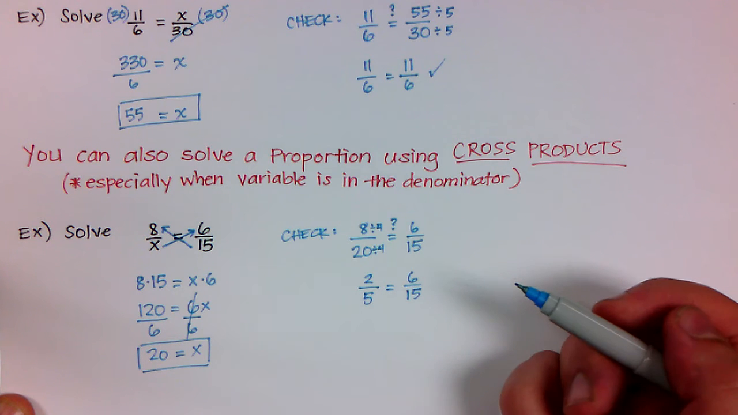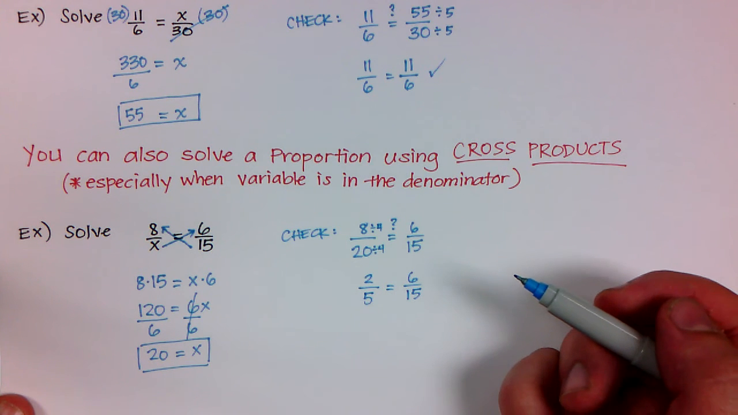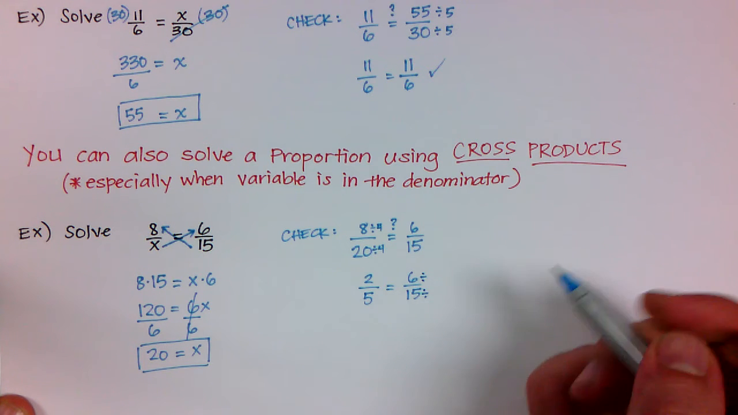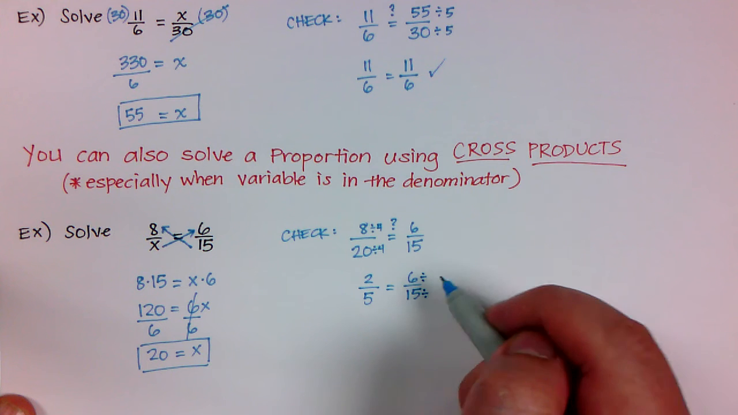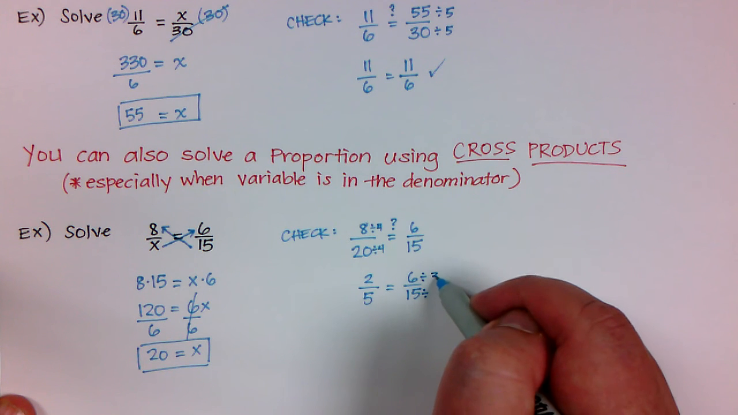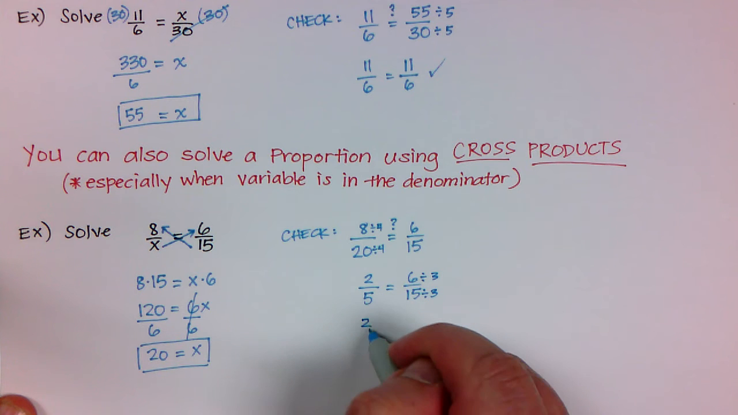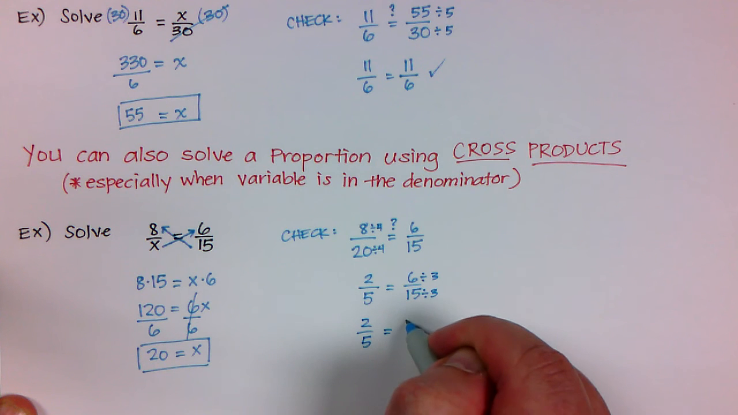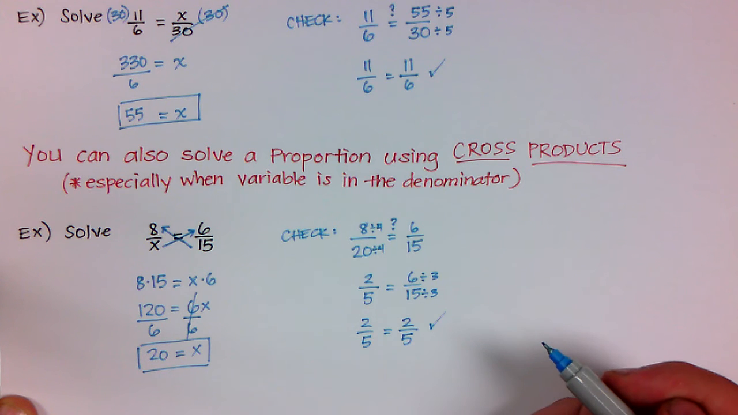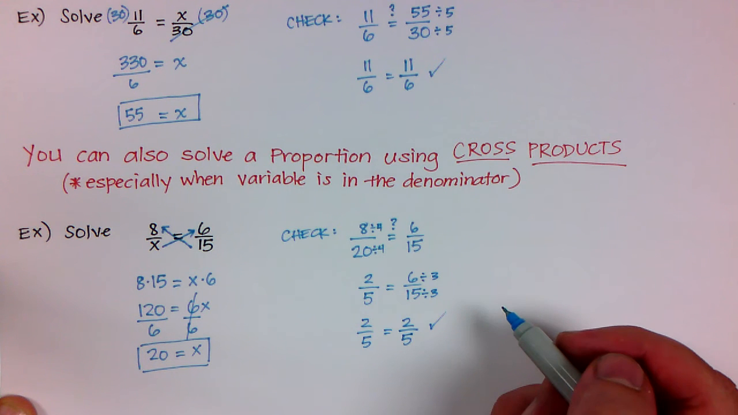And you might be thinking, okay, they're not equal to one another, but we've got to remember any ratio we need to try to reduce. So we need to try to reduce the right-hand side as well. 6 and 15, I can divide both of them by 3. And now I find 6 divided by 3 is 2, and 15 divided by 3 is 5. They do equal one another on both sides.